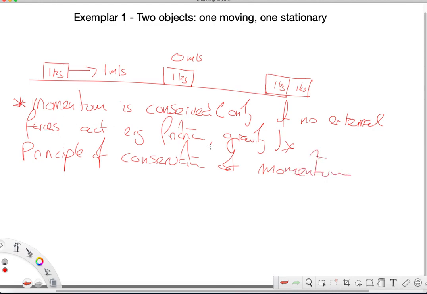That momentum is conserved if there's no external forces acting. What that means is the momentum before an event equals the momentum afterwards.